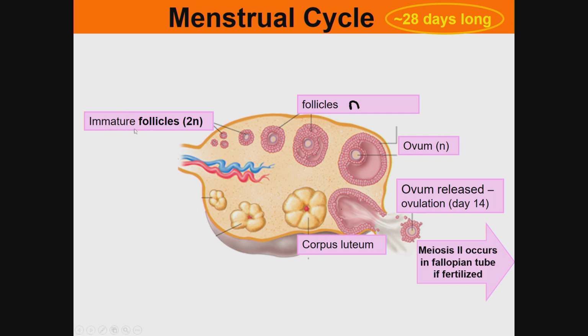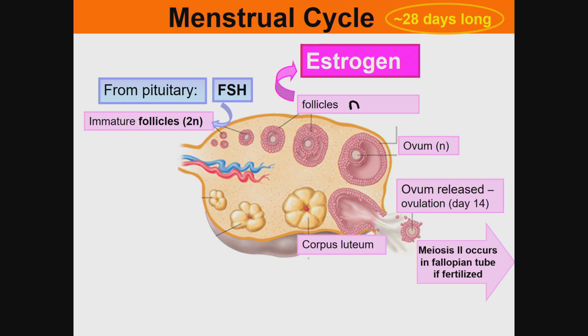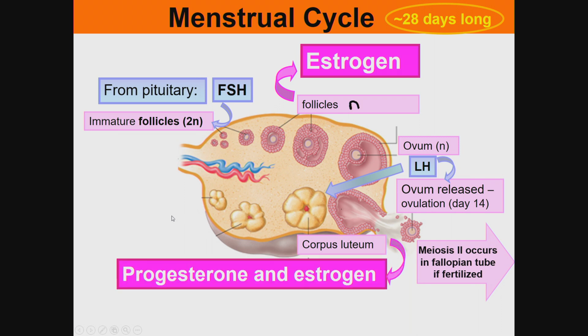Okay, so let's start at the beginning of the menstrual cycle. FSH starts stimulating the follicles on day 1 of the menstrual cycle. The follicles then, as they mature, release estrogen. Estrogen causes the release of LH, which peaks on day 14 to cause ovulation and to cause the follicle to turn into a corpus luteum. The corpus luteum then secretes progesterone and estrogen for the rest of the cycle, so days 15 to 28.